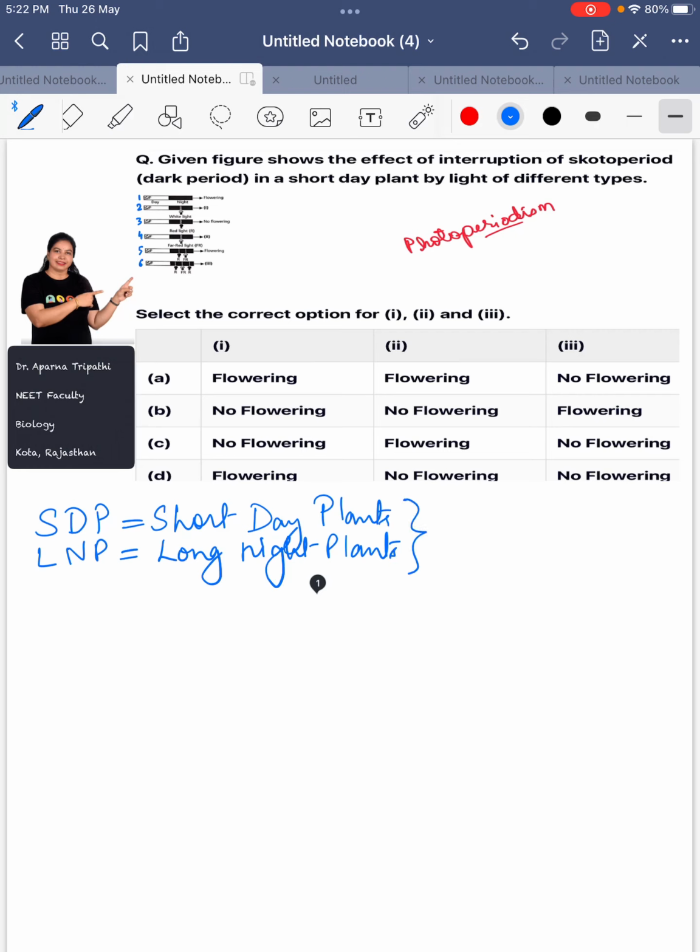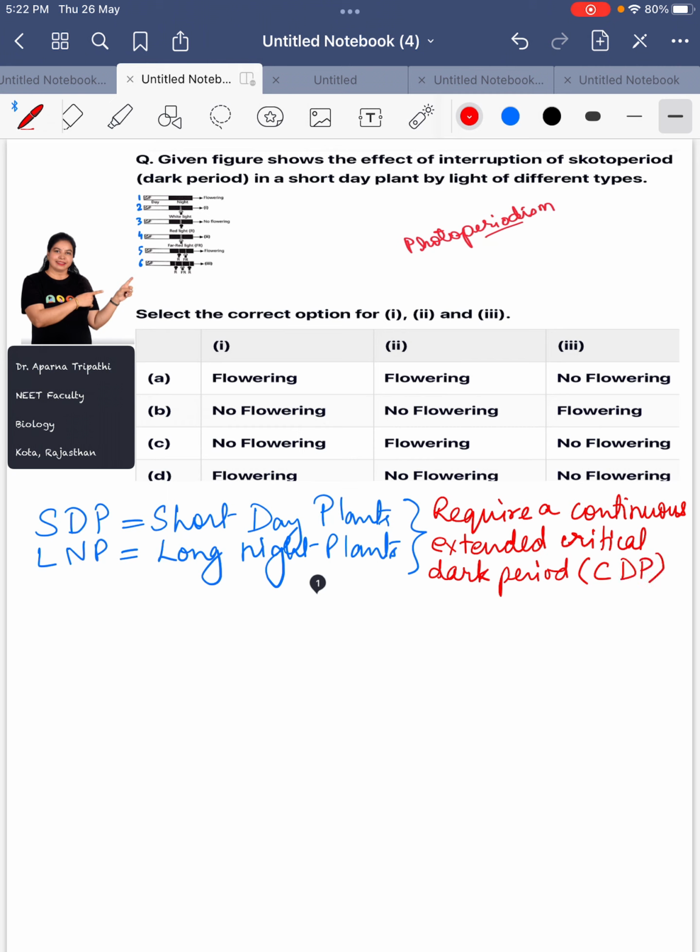And what is the definition of these plants? They require a continuous extended critical dark period. Now what is the critical dark period? That is the optimum amount of dark period. The critical dark period is also called CDP, critical dark period for flowering. So this condition is required in short day plants or long night plants for flowering.